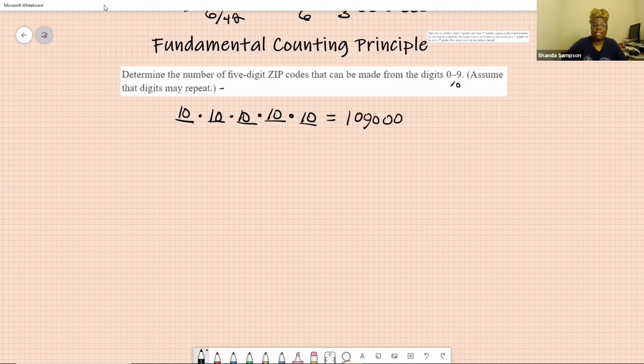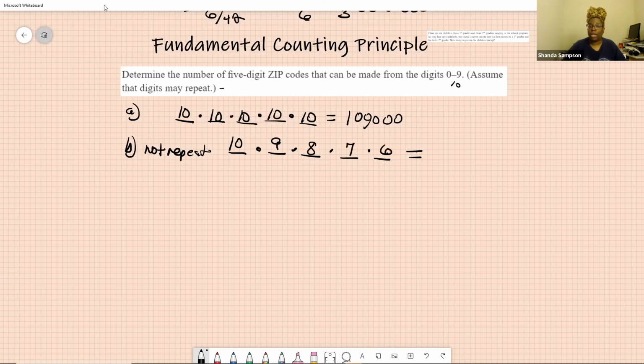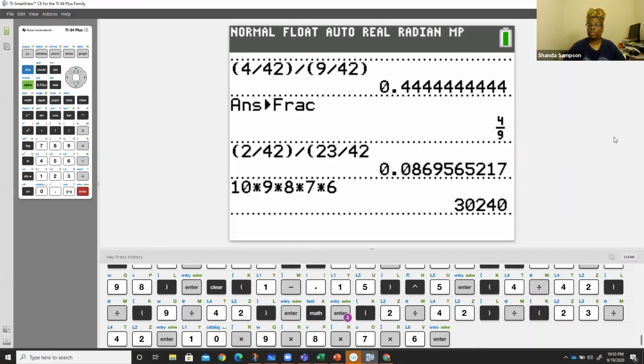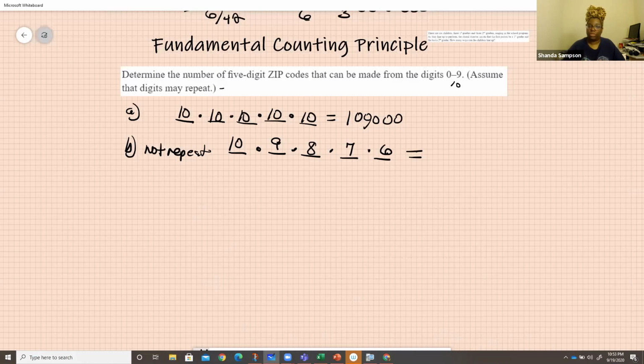But let's say that you could not repeat a digit. You still have the first one, the second one, the third one, the fourth one, and the fifth one, right? But this time you can't repeat. So if you take a number from the first spot, that number is no longer accessible for the second choice. And those two numbers are no longer accessible for the third choice, and those three numbers not for the fourth choice, and so on. That's a little bit different. So that's 10, 9, 8, 7, 6. Multiply that together and we get 30,240.